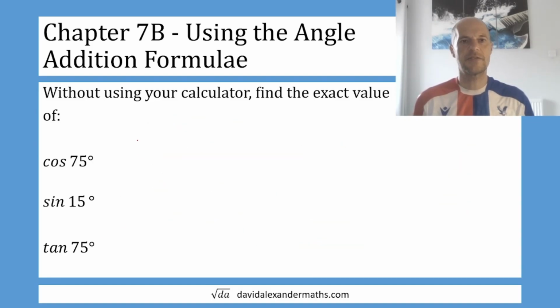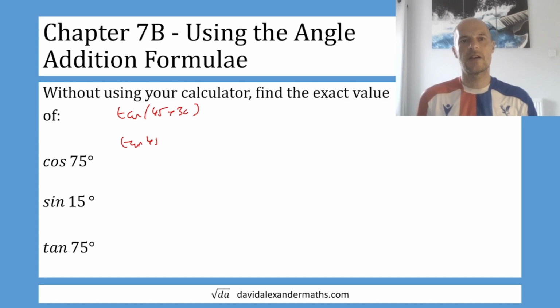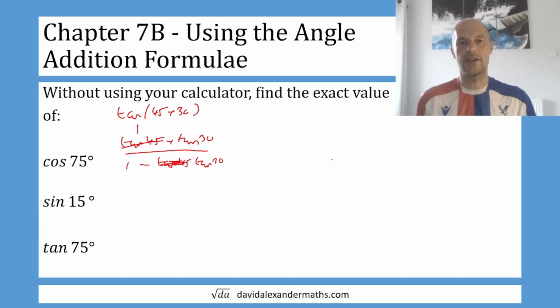Okay, so for the tan of 75, we can say that that is the tan of 45 plus 30. So that's going to be tan 45 plus tan 30 divided by 1 minus tan 45 tan 30. Now it's handy to remember that the tan of 45 is simply 1. So that's going to be 1 plus tan 30 over 1 minus tan 30. So what is the tan of 30?